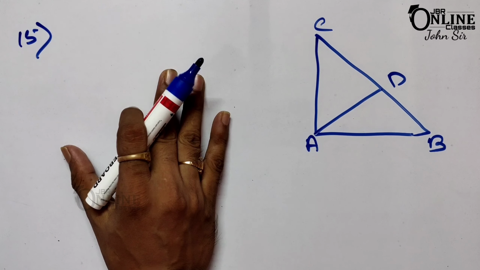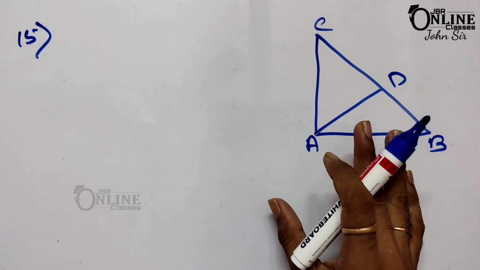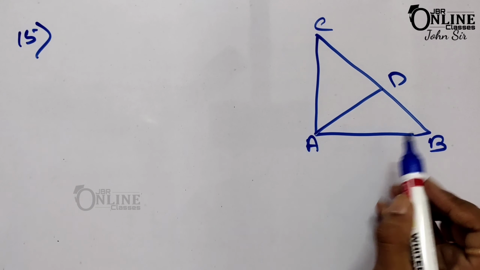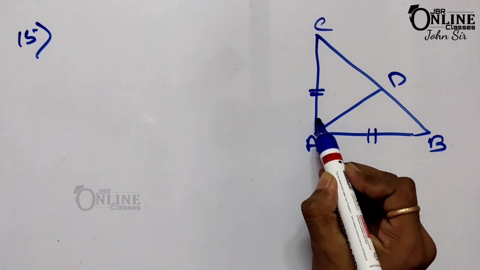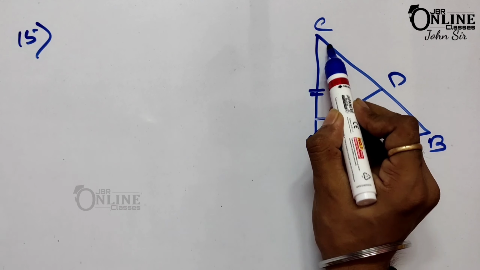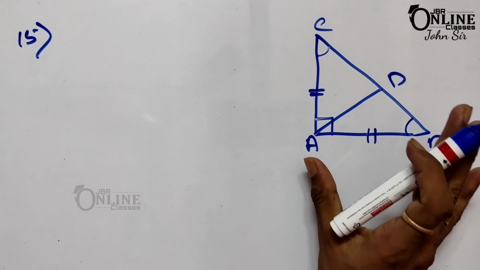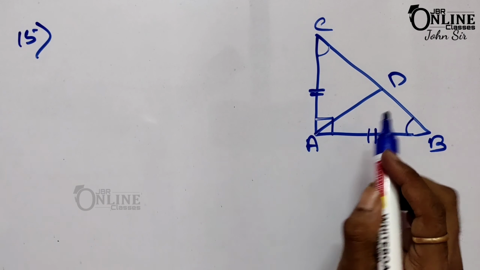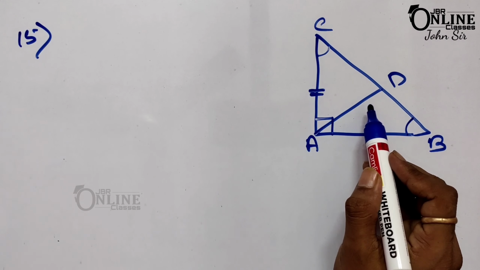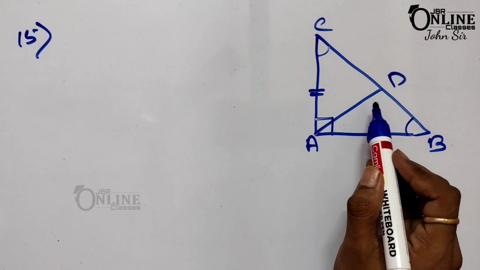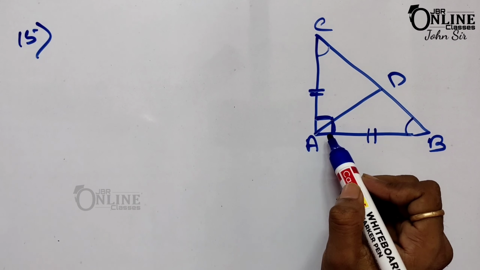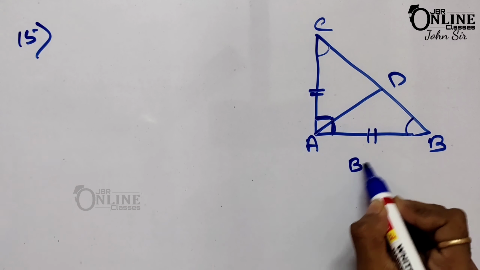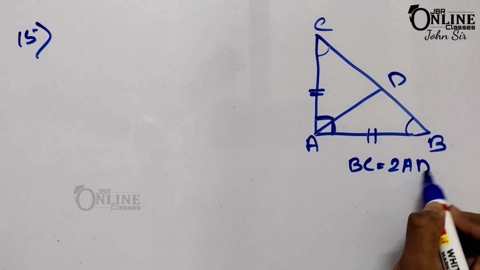So here sum number 15, this is the last sum for this exercise. In the adjoining figure, ABC is a right angle triangle. Okay, and here AB equals AC, it's given. So that means if this angle equals 90 degrees, this one equals 45 and this one equals 45. Now the bisector of angle A meets BC at the point D. So this angle equals 45 and this one also equals 45. Okay, so you have to prove that BC equals 2AD.